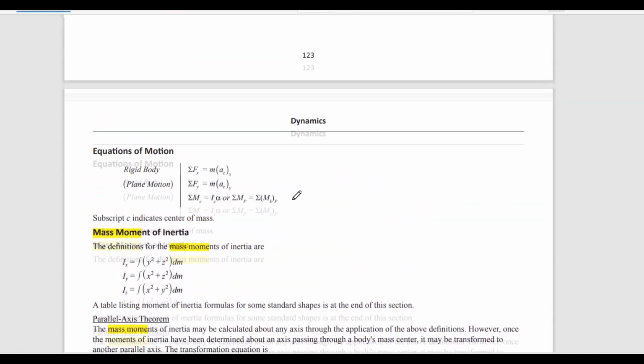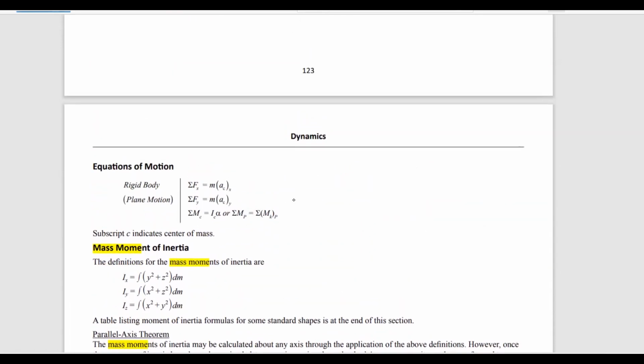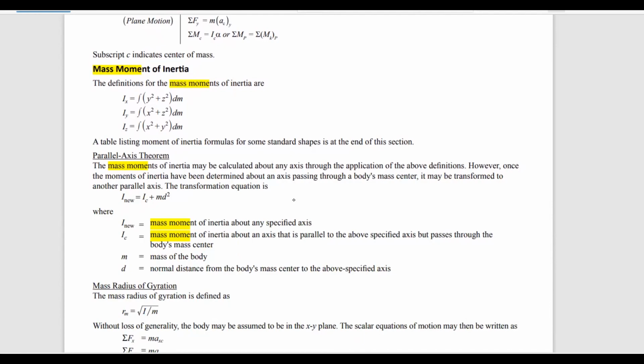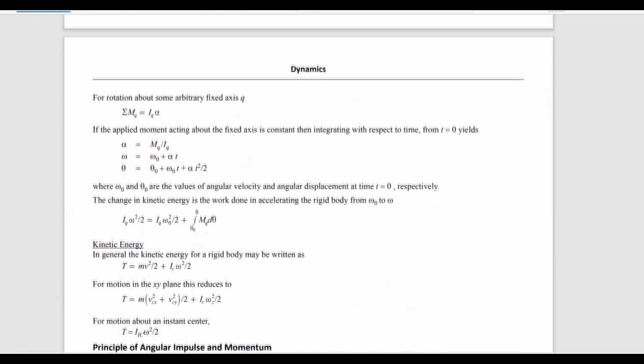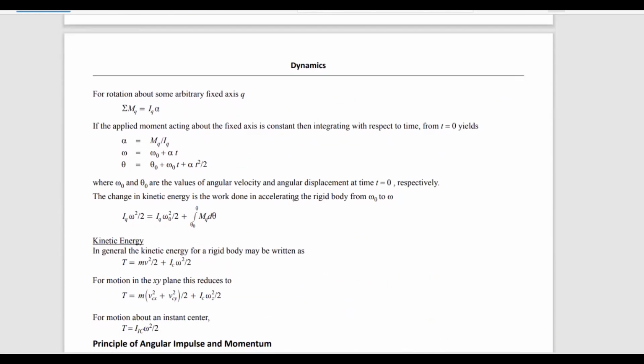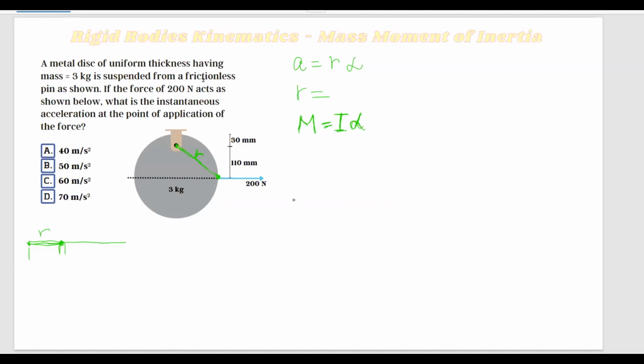Here you're going to find ΣM_C = I α, where I is the mass moment of inertia and α is the angular acceleration. So for rotation about some arbitrary fixed axis, the sum of M_Q equals I_Q α. Okay, so let's see how we are going to solve this problem.